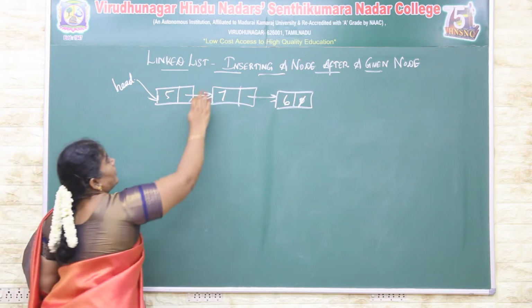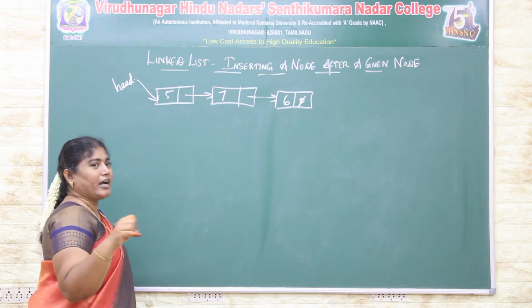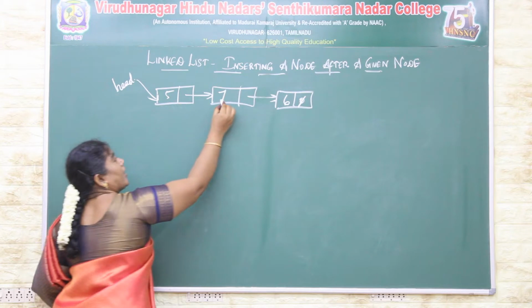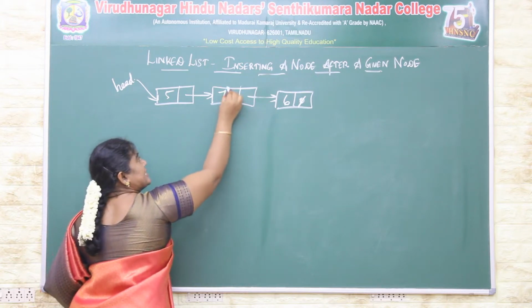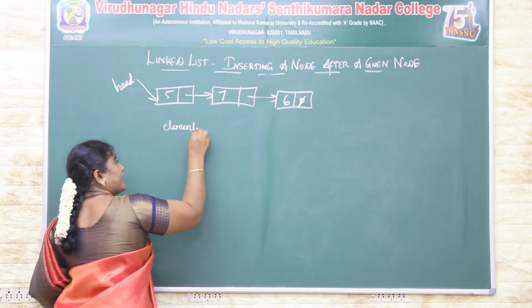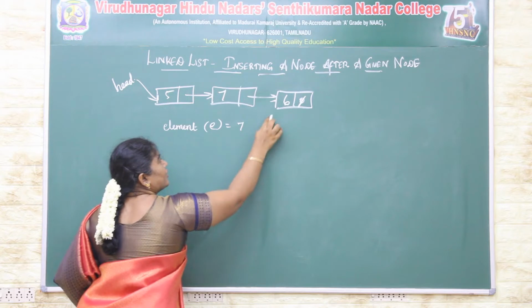Now I am going to insert a node after a given node. The first thing we should get is after which node we are going to insert. Suppose I am going to insert a node after 7. That means my element E is 7. After 7 I am going to insert a node.